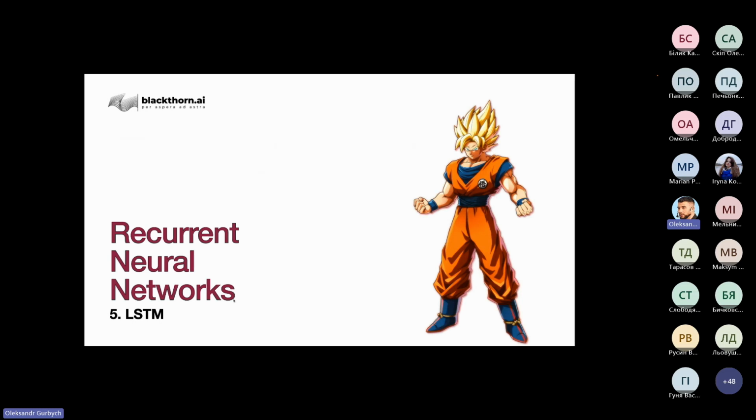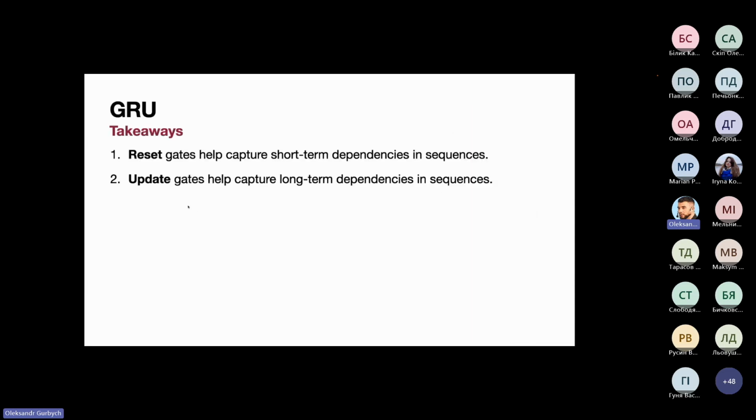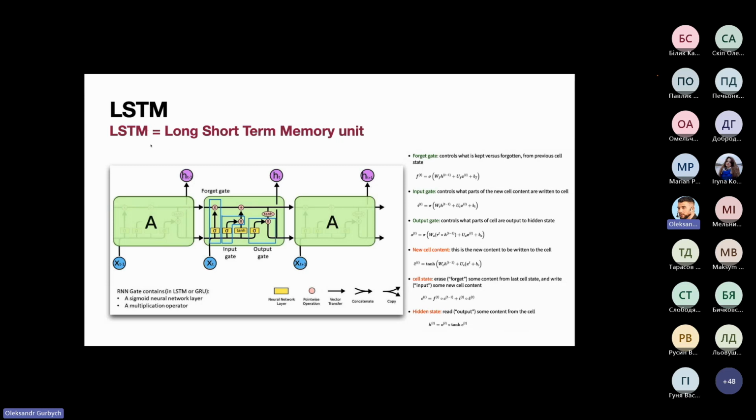Now, LSTM. Historically, LSTM was first. LSTM was invented in 2010. GRU was 2014. So historically, GRU is older, but it has fewer weights. LSTM is more complicated than GRU. It has 3 gates: forget gate, input gate, and output gate, as opposed to GRU with 2 gates, update gate and reset gate. So it is even more complicated.